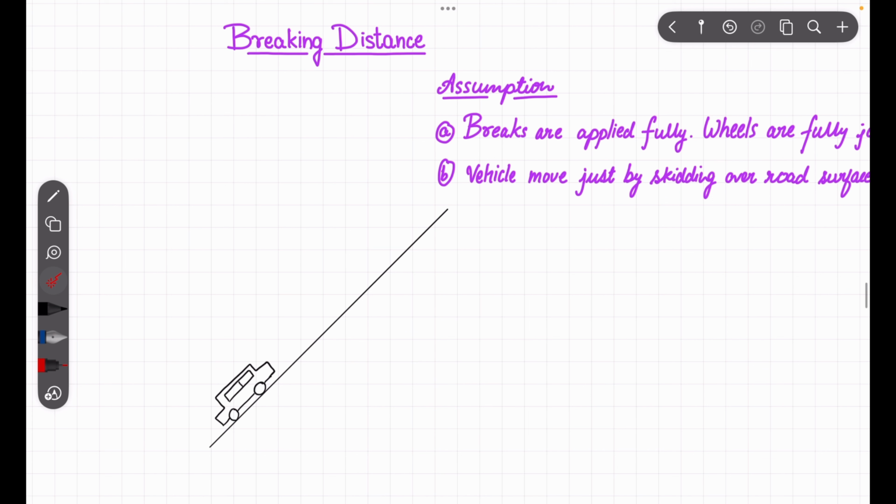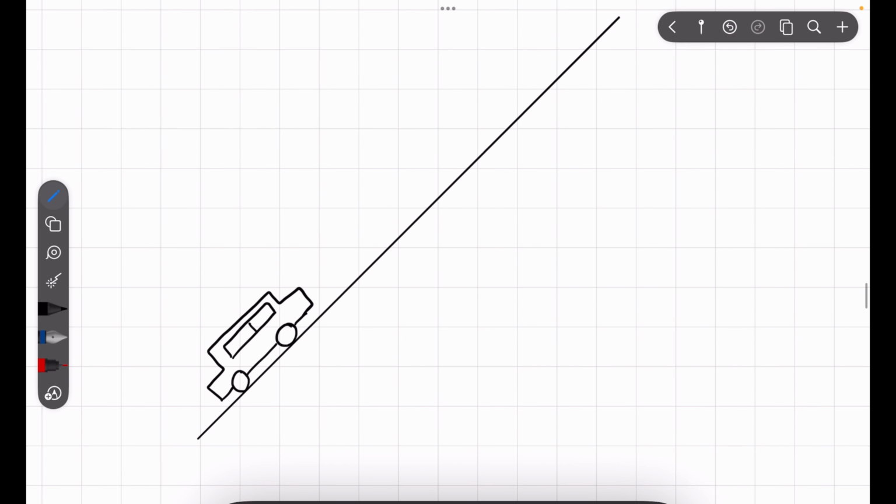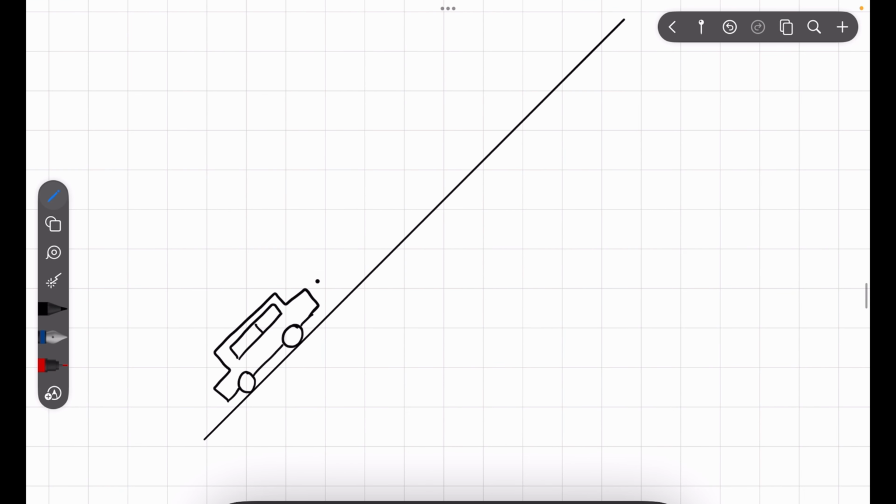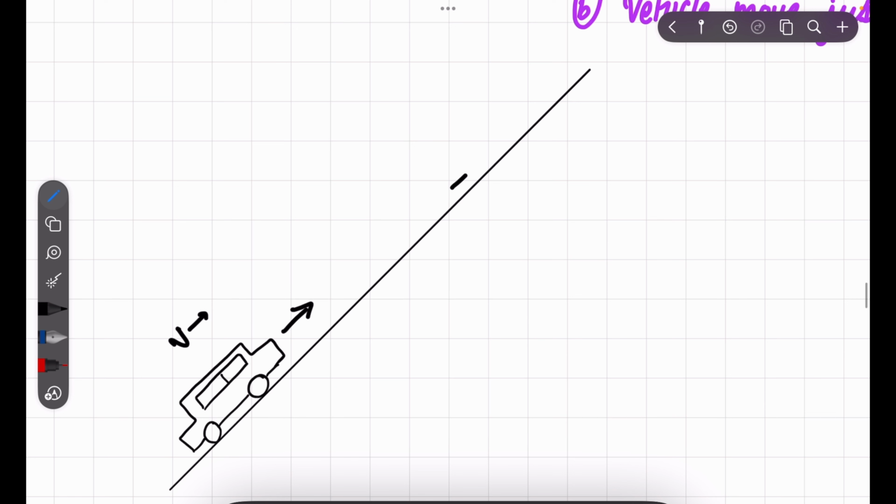Now to find out the braking distance, I'm going to assume a vehicle moving on an inclined plane. So it will cover both scenarios: the vehicle moving on a straight road and the vehicle moving along the inclined plane. I'll discuss what happens when the vehicle is ascending and what happens when it is descending. In this scenario, the vehicle is moving up the inclined plane with a design speed, and the driver has applied brakes. After the application of the brakes, the vehicle comes to a halt.